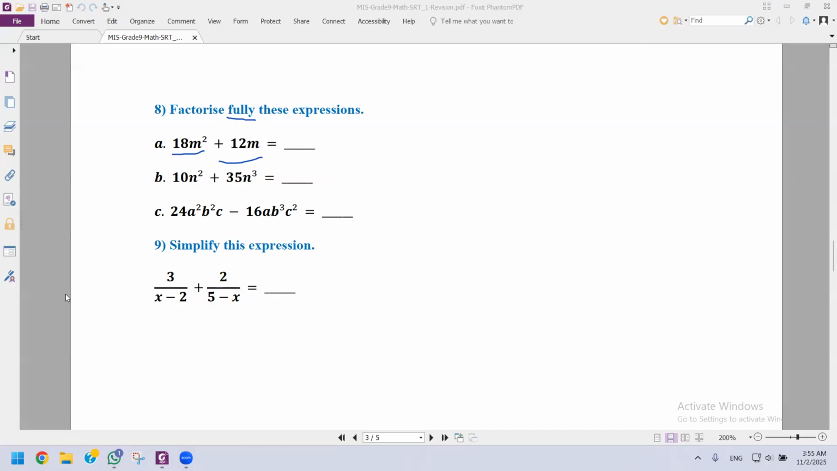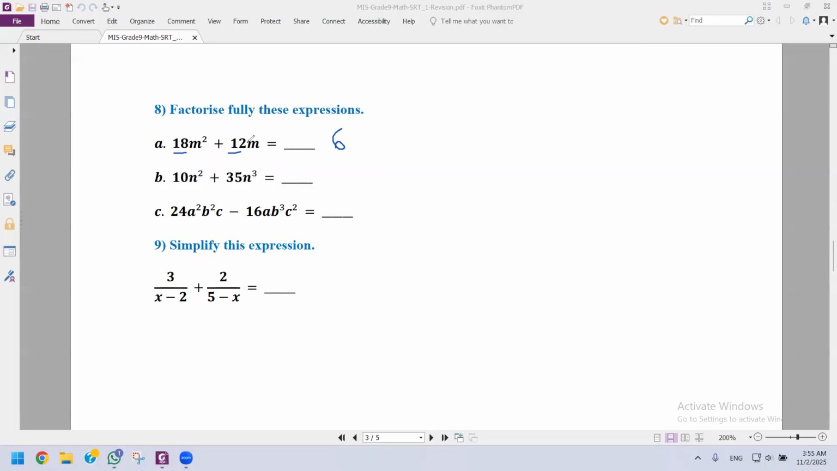How do I solve it? First, you compare the numbers, 18 and 12. What is the highest common factor? In other words, what is the largest number that can divide both of them? Some students will write 2. Some will write something different, but the highest common factor is 6. 6 can divide 18 and 6 can divide 12.